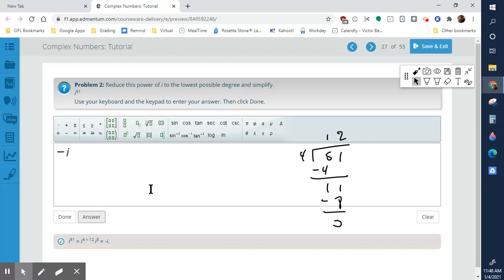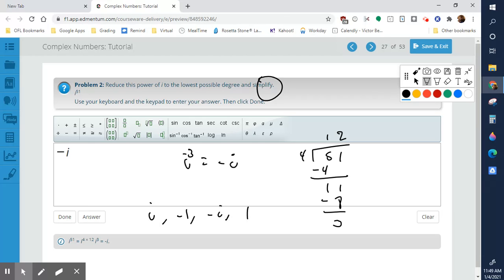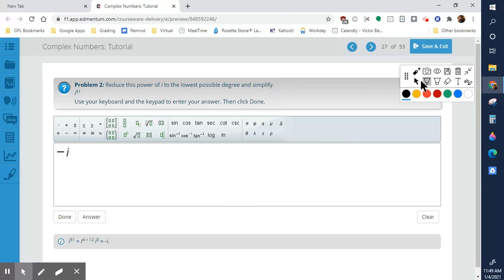Let's see what they wanted the answer to be. Ah, they didn't just want I to the 3. That's what they meant by simplify. They wanted it to be negative I. So I was right. It's just they wanted it in the form of either I, -1, negative I, or 1. So they always want one of those 4 answers when they're asking you to simplify.